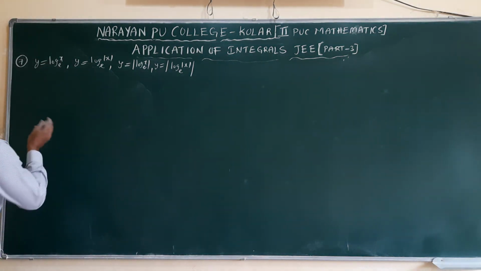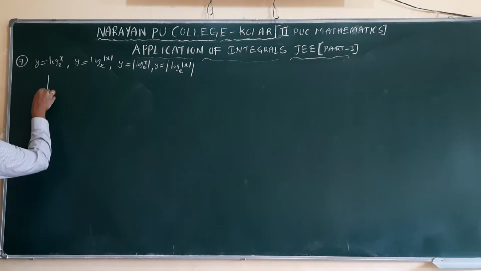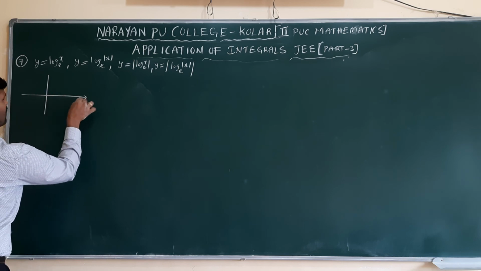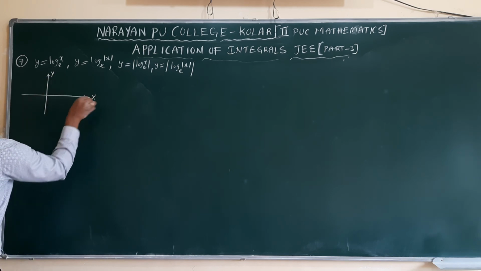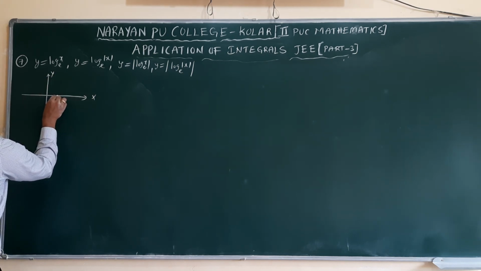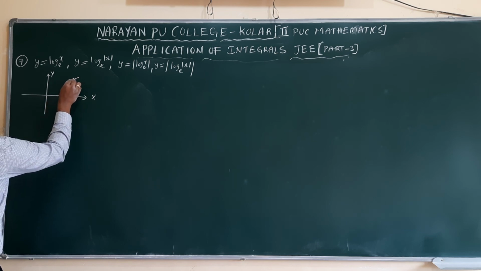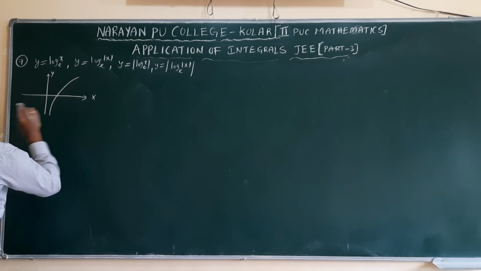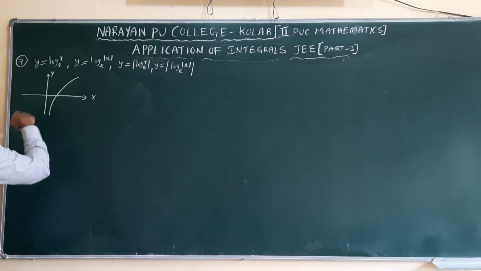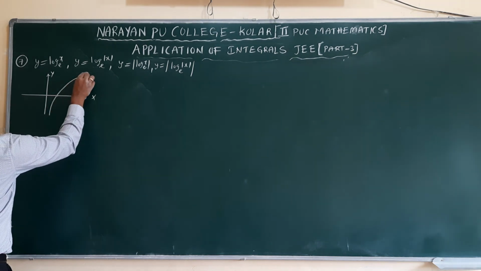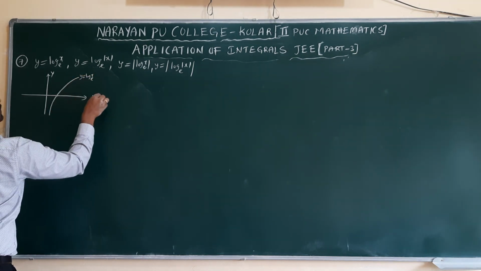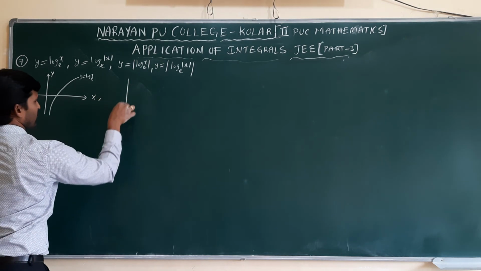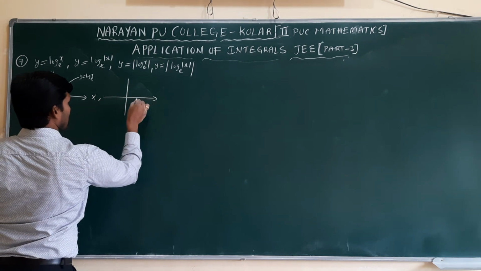First, we don't know the graph of each one, so I will find each graph first. Just a rough sketch I will draw. X value 1, y value 0. This is the curve we will get. But x cannot be 0, that's why it never touches the y axis. Next, another graph. Finally we will mix these graphs.